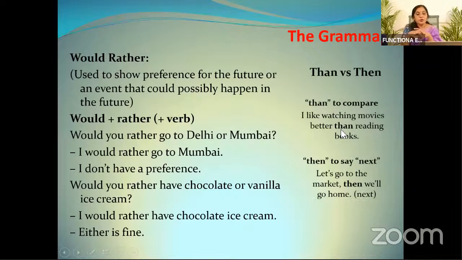Now, whenever we use would rather, the word than is used, THAN. But then there is also another then, THEN. What is the difference between these two? Than and then. Than is used for comparisons. THEN is used for stating next. What comes next?